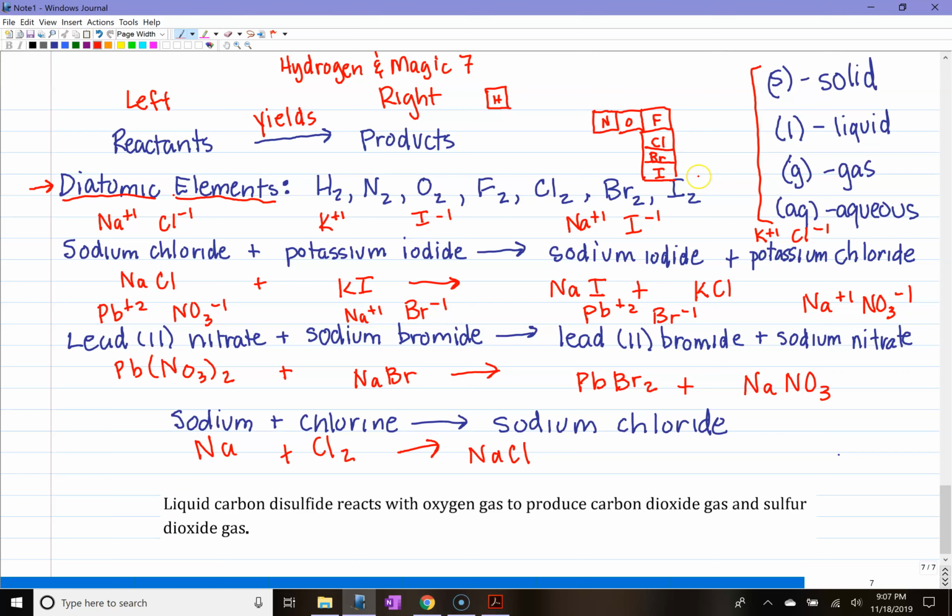Now go ahead and try the next one. And it gives you the state of matter. So right behind each of the compounds or elements, go ahead and put the state of matter.